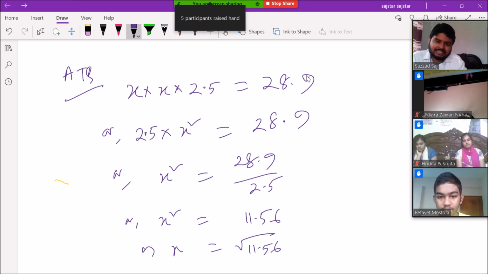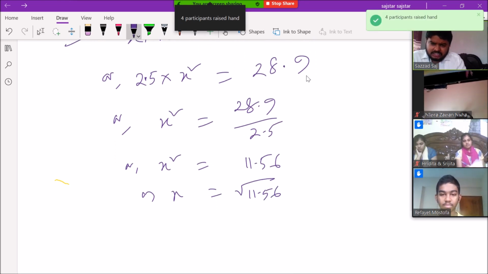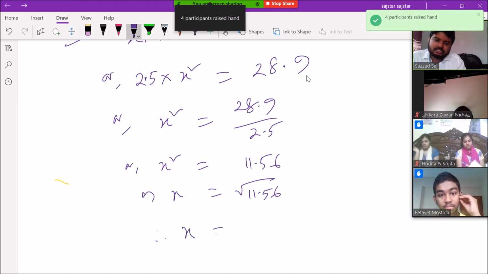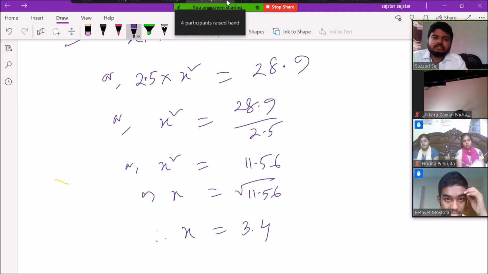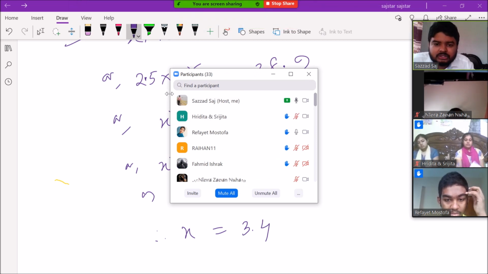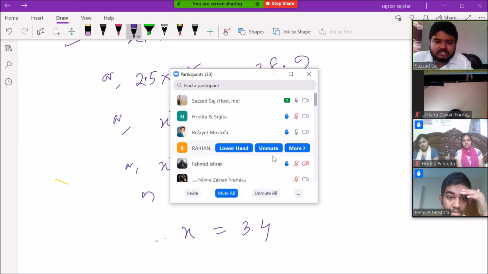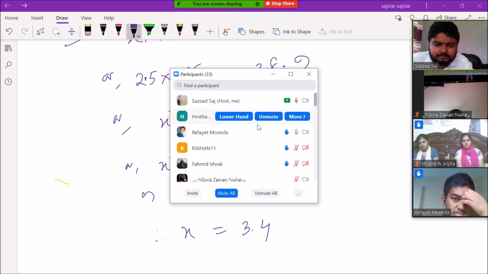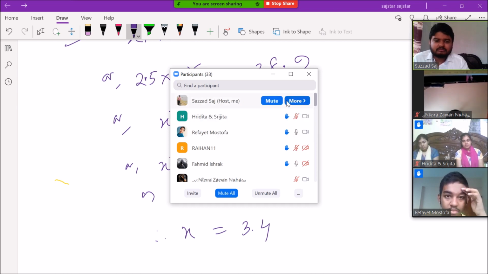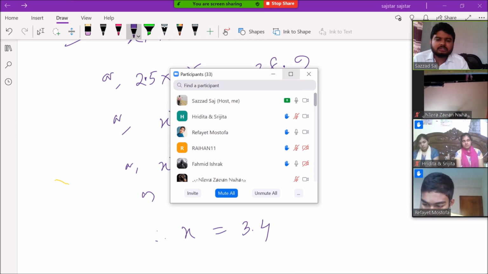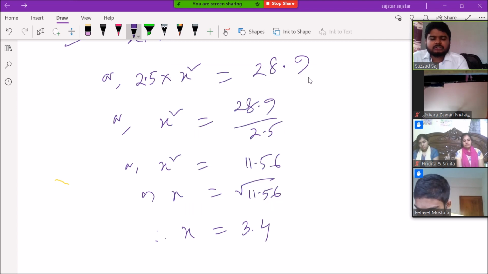I know all of you got the correct answer. You already got the correct value of x, so we can say x equals 3.4. I see Raihan raised hand, Fahmi Dishtak raised hand. Let me see Fahmi Dishtak. Sir. Have you got the same answer? X is 3.4. Yes sir. Okay, thank you. Vian, put down your hand. Got the same answer. So we have got the value of x is 3.4.